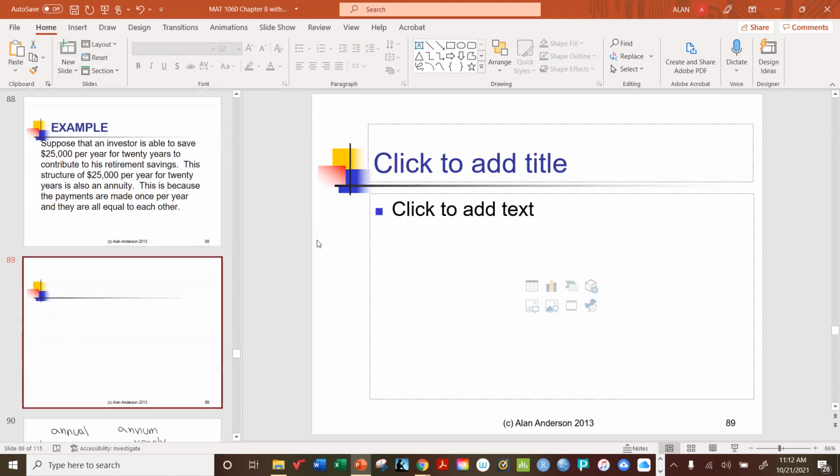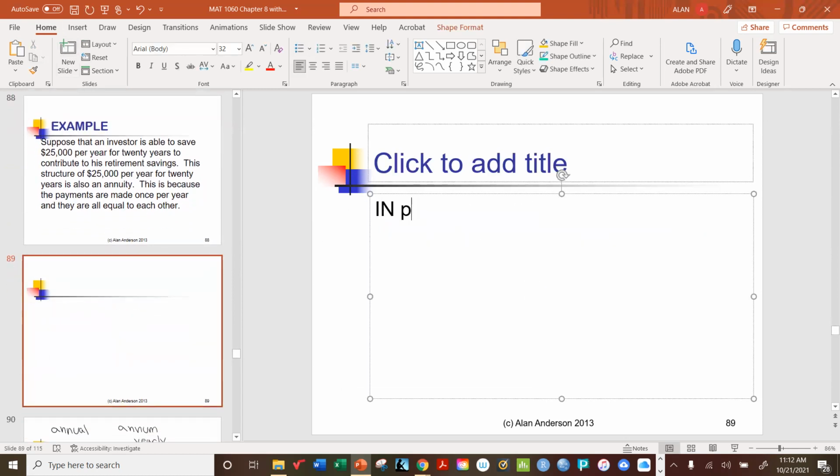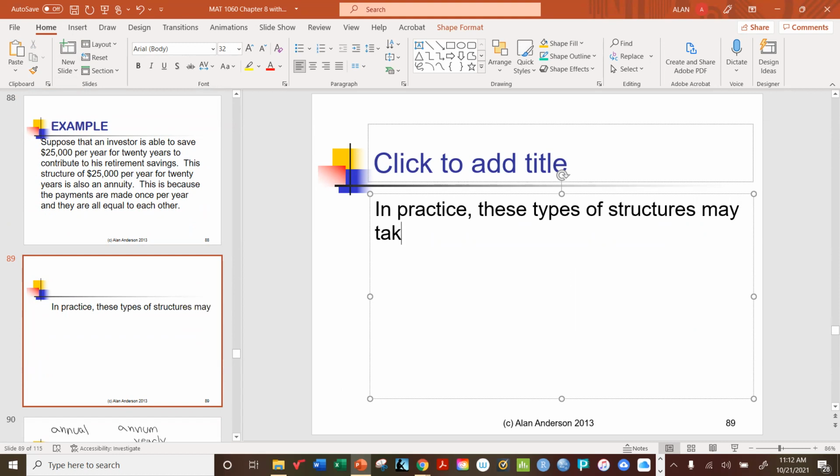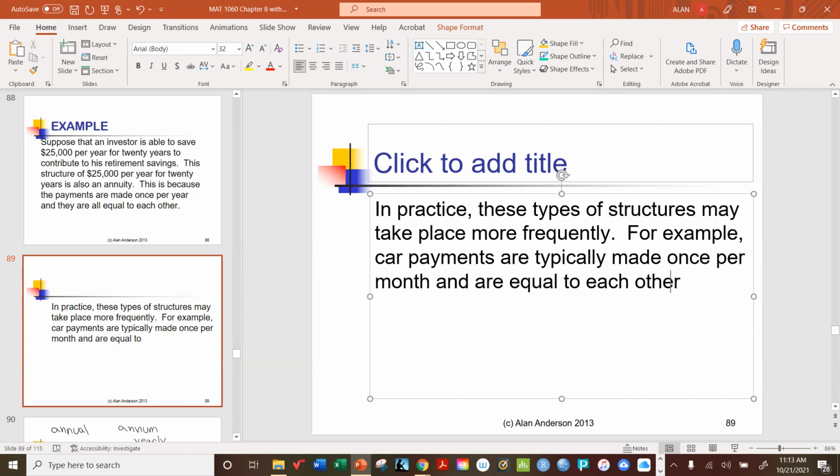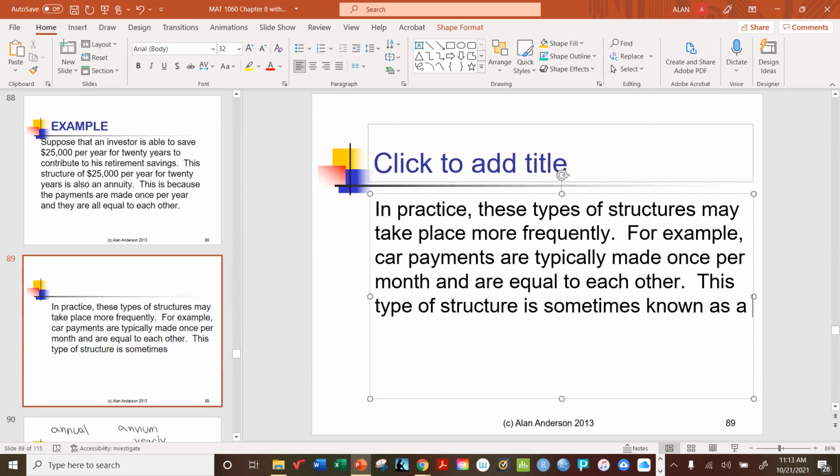Okay, now in practice though, these types of structures may take place more frequently. For example, car payments are typically made once a month and are equal to each other. This type of structure is sometimes known as a monthly annuity.